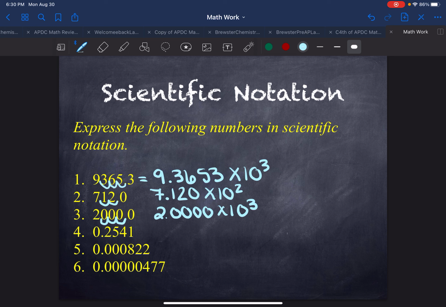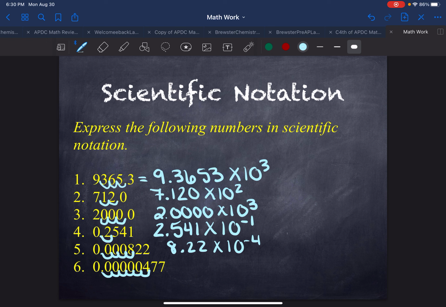Now, number 4, 5, and 6, we're going to move in the opposite direction. Remember, we want to get it to the very first non-zero digit. So we need to move this decimal behind this 2, and then we're done. But since I moved it the opposite direction, I now had to put a negative sign up there to show that it was a small number. And here we go again. 1, 2, 3, 4. 8.22 times 10 to the negative 4th. And the final one. 1, 2, 3, 4, 5, 6. 4.77 times 10 to the negative 6.